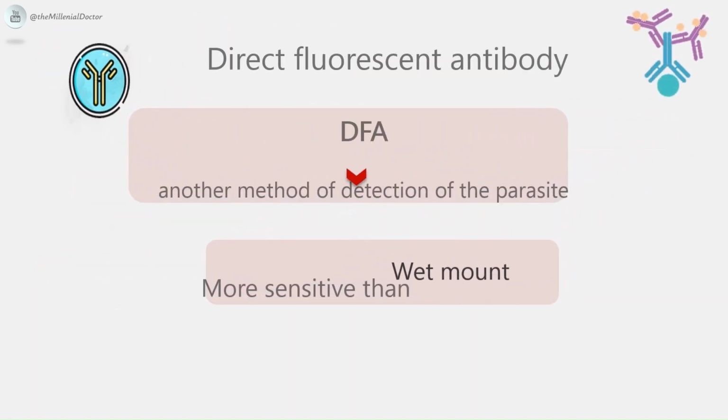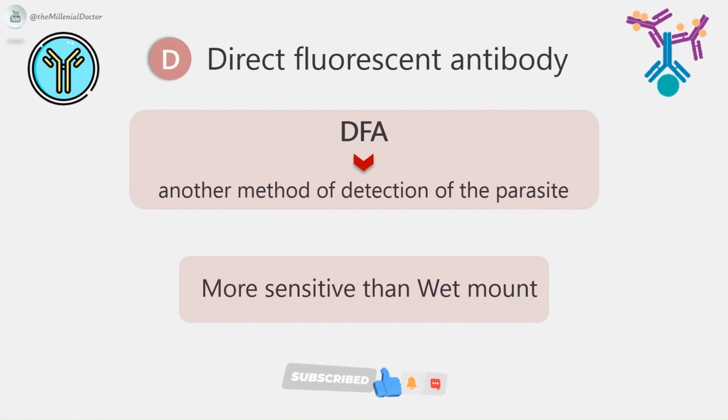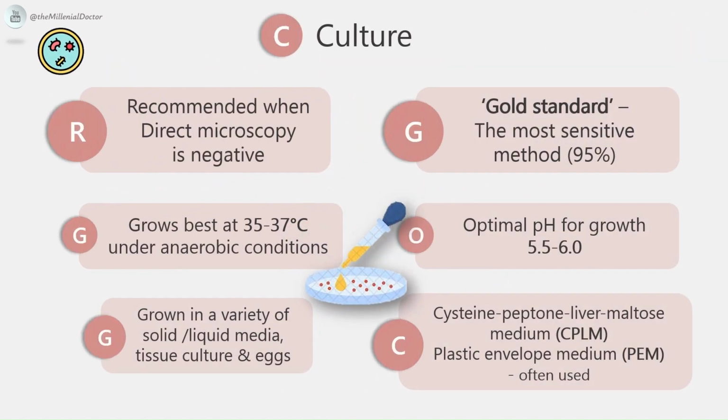Then direct fluorescent antibody or DFA is another method of detection of the parasite and is more sensitive than the wet mount. Next, culture. Culture is recommended when direct microscopy is negative and is considered as a gold standard as well as the most sensitive. It is 95% method for the diagnosis of Trichomonas vaginalis infection. It grows best at 35 to 37 degrees Celsius under anaerobic conditions. The optimal pH for growth is 5.5 to 6. It can be grown in a variety of solid or liquid media, tissue culture and eggs. Cysteine peptone liver maltose, that is CPLM medium, and plastic envelope medium PEM are often used.